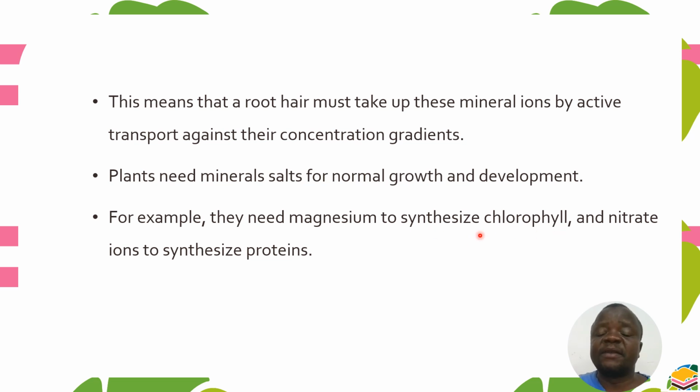Chlorophyll is a green pigment which is needed to trap sunlight, which is a necessary condition for the food making process. And the nitrate ions are needed to synthesize, that is, to manufacture proteins. I already said that the nitrates combine with glucose to produce proteins, which promote growth and development in plants.